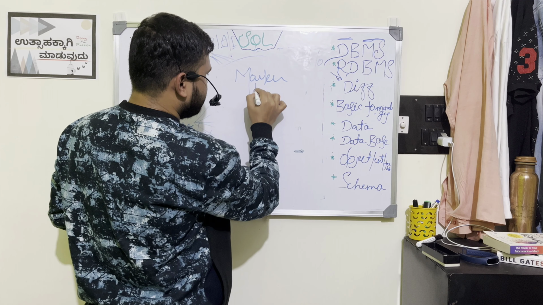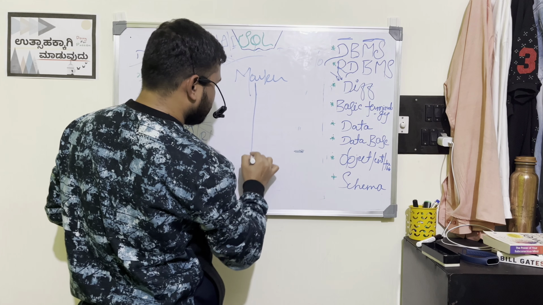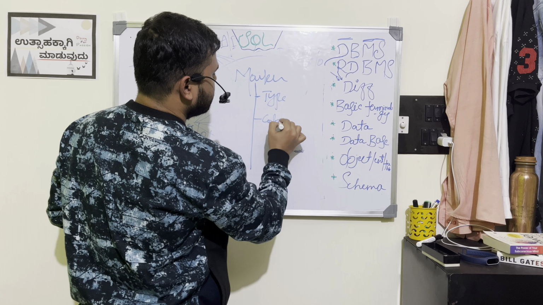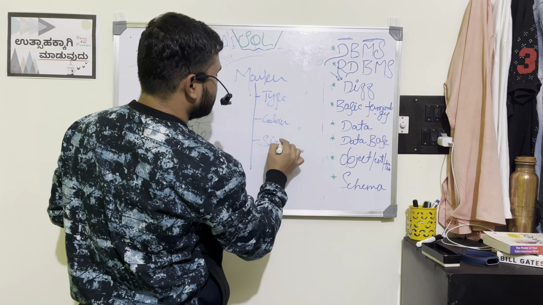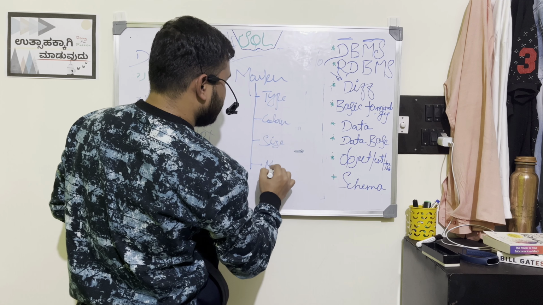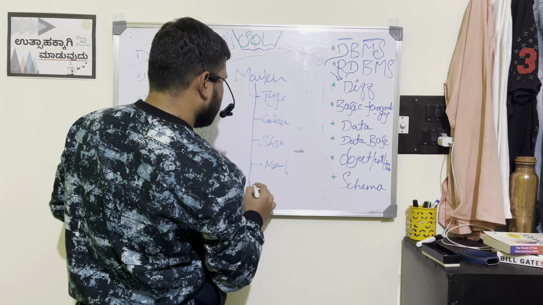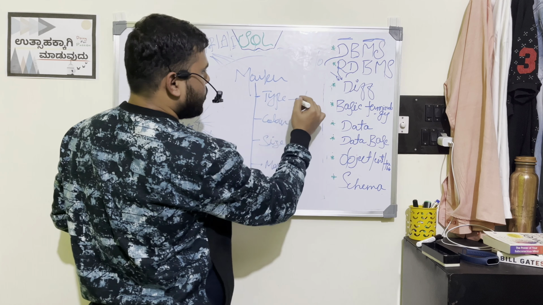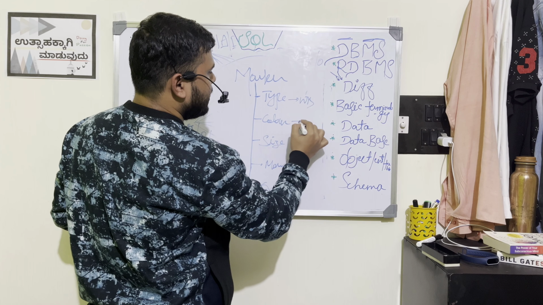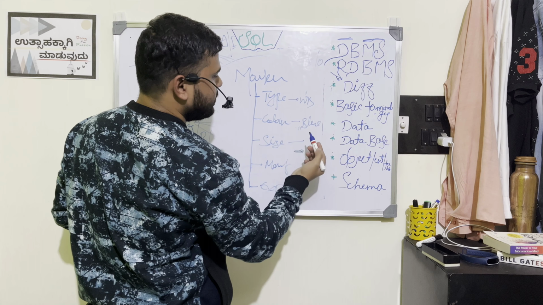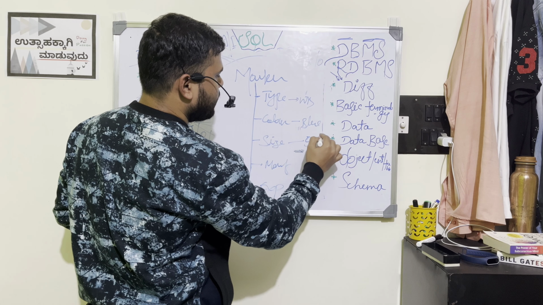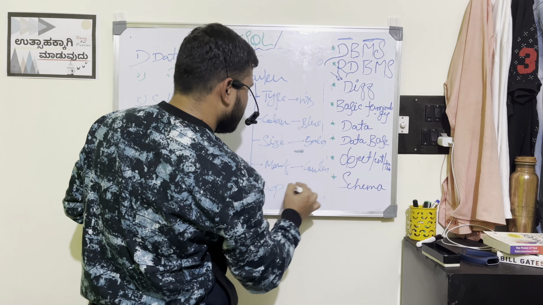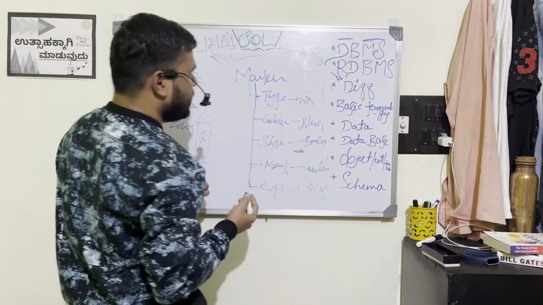I will write first: type, color, size, manufacturer, and expiry date. Type is a temporary marker or whiteboard marker. Color is blue. Size is 5 inches. Manufacturer is Camlin. Expiry date is some date.